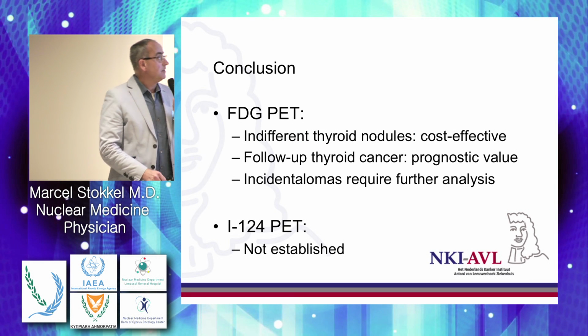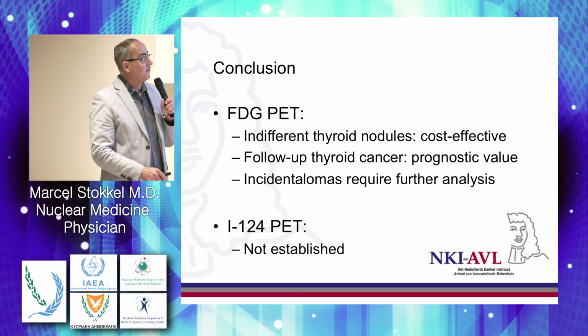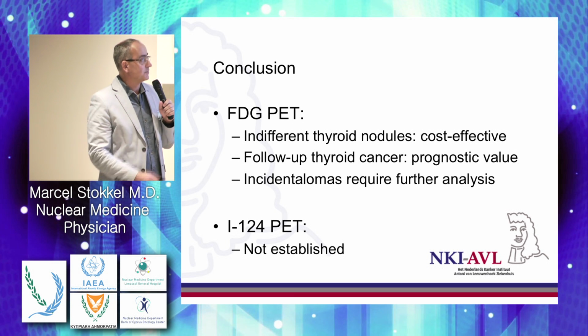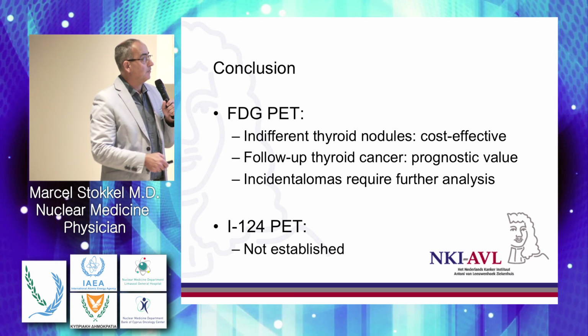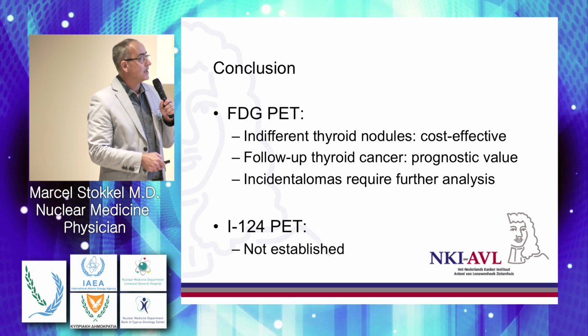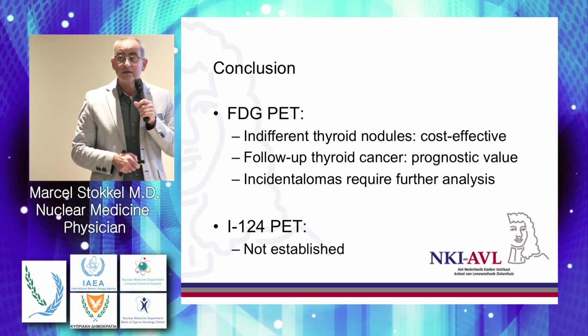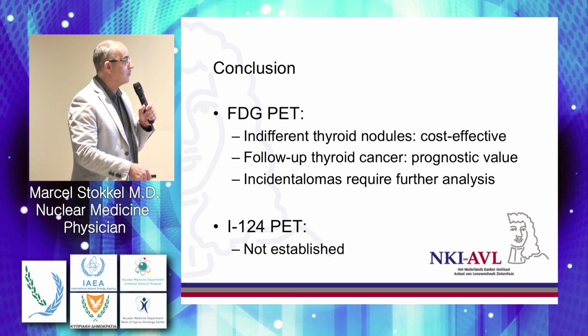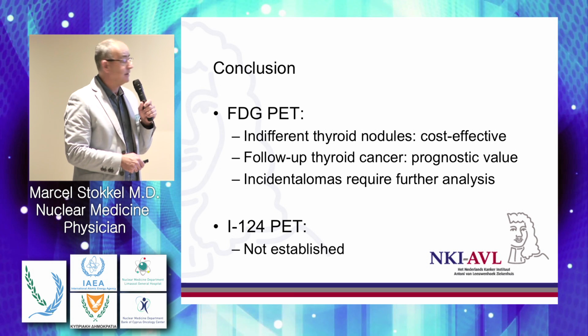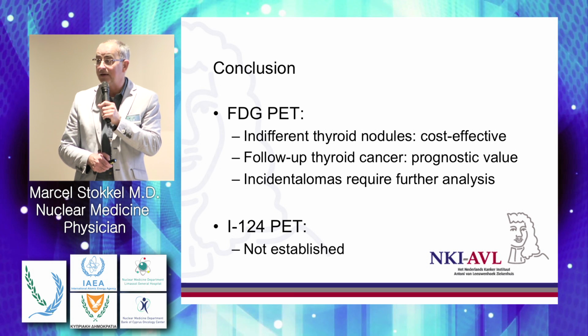In conclusion, FDG PET scanning, yes, it might be cost effective to apply it in patients with indifferent thyroid nodules. It definitely has prognostic value in the follow-up of thyroid cancer. Incidental lesions require further analysis because of the intermediate risk of thyroid cancer, and the role of iodine 124 PET scanning is still not established in clinical practice.